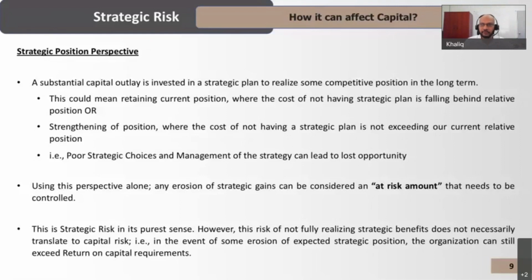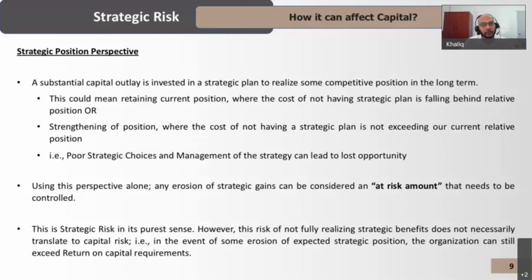in terms of how it can affect capital. So first of all, there's a strategic position perspective. For any strategic plan, there's going to be some capital expenditure, right? There's going to be some sort of outlay with respect to technology, training, developing new products, research, etc. So you're going to spend some capital, and of course the benefits may be exponential in the years to come. Over the next 10 years, this expenditure either could help you retain your current strategic position, if you want to take a conservative approach, or it could help you strengthen your strategic position. For example, you may be number 2 in the market, and you spend some money on a strategic plan, you implement effectively, and in 10 years, you're now number 1. So poor strategic choices can lead to lost opportunity.